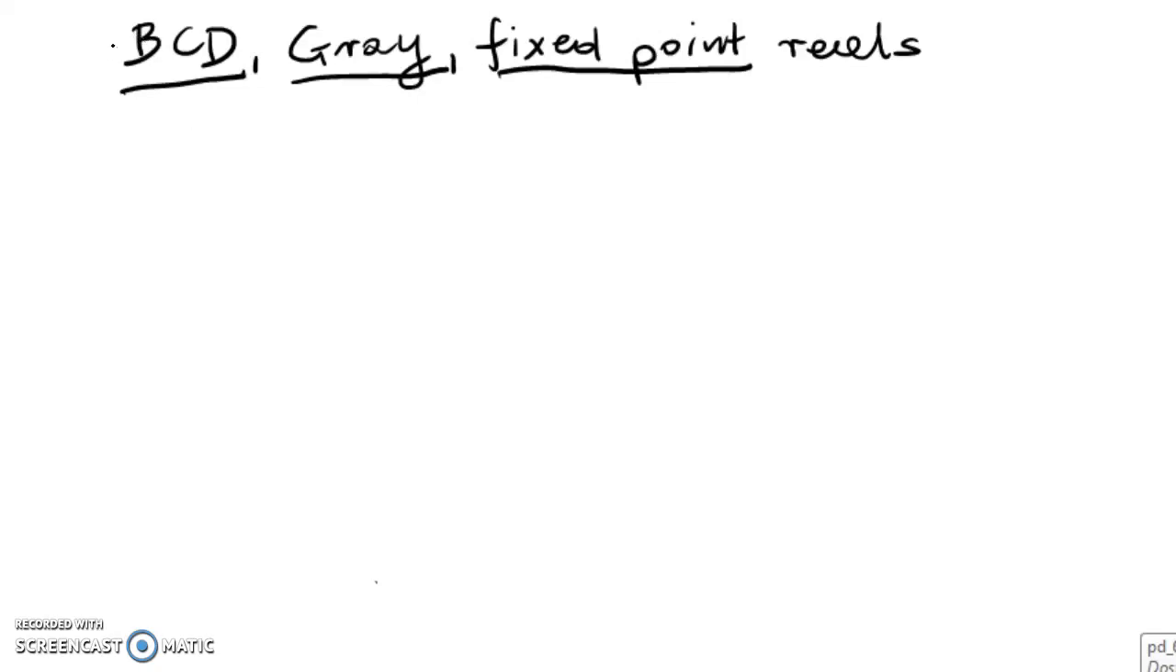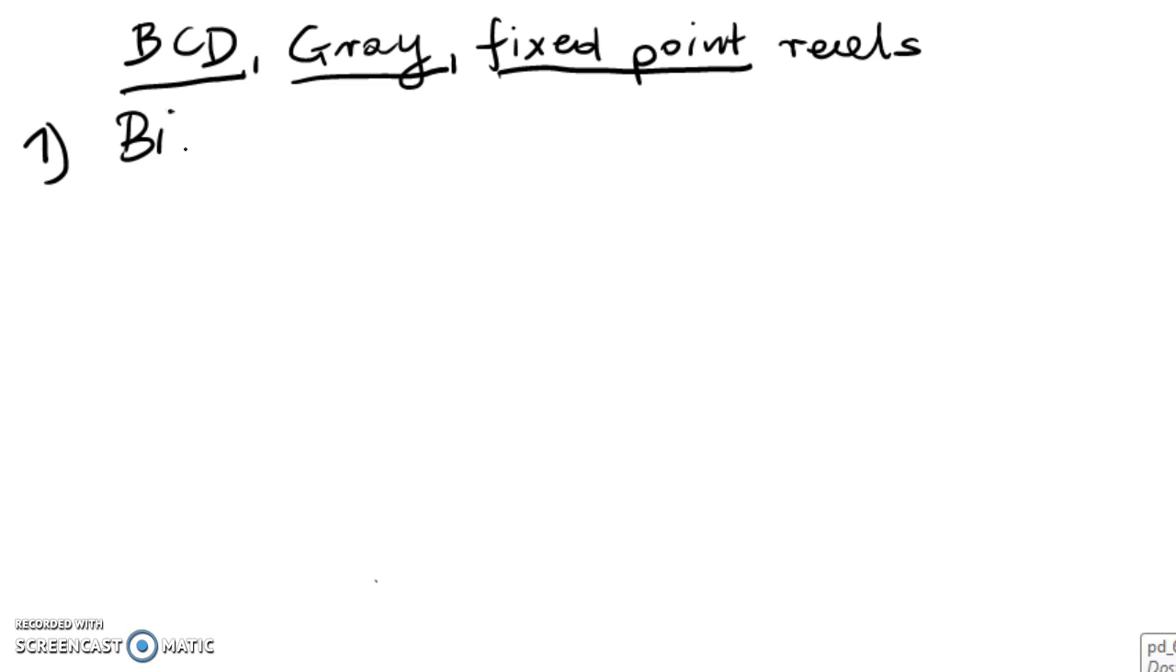Hello, in this mini lecture I will introduce another three codes for numbers: BCD and Gray for non-negative integers, and fixed point for real numbers. Okay, let's start with BCD.